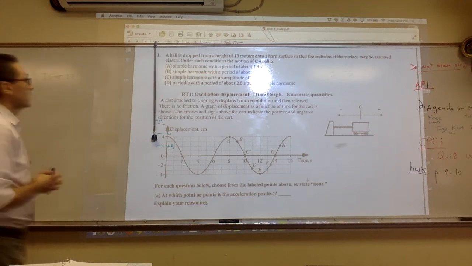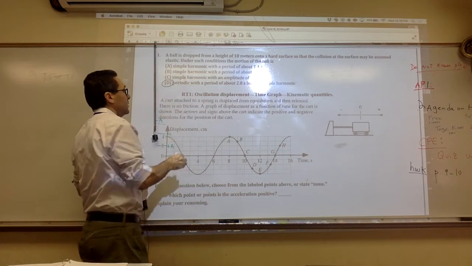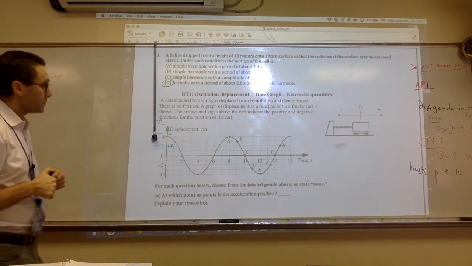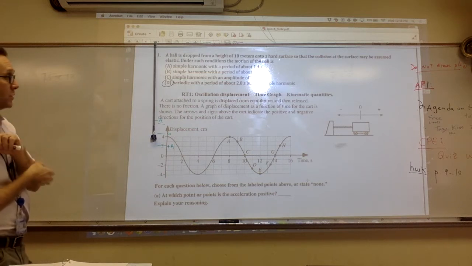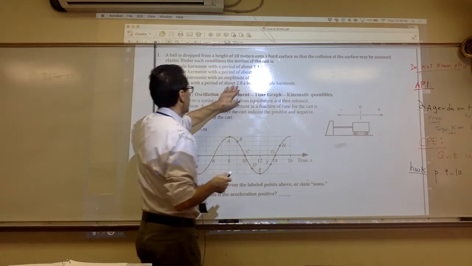simple harmonic motion. So for this one here, this is periodic, but it's not simple harmonic motion. In order for it to be simple harmonic motion, the restoring force has to be proportional to the displacement, which is not the case here. Now, why is the period 2.8?